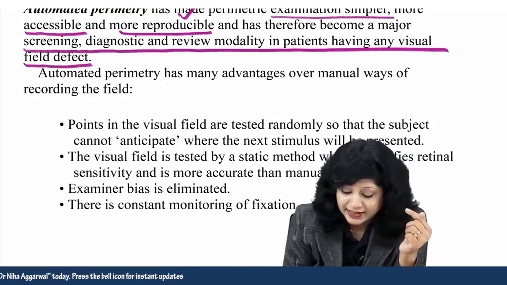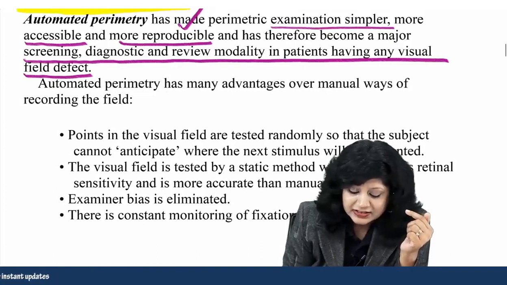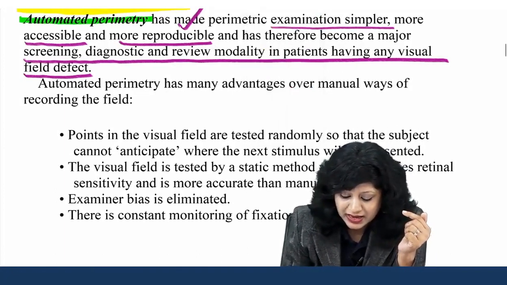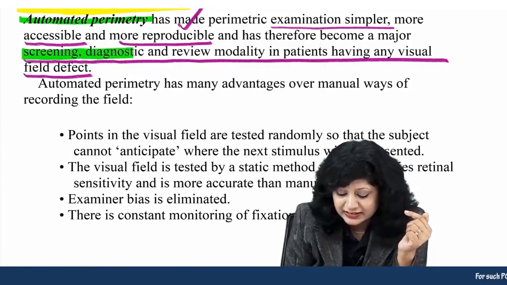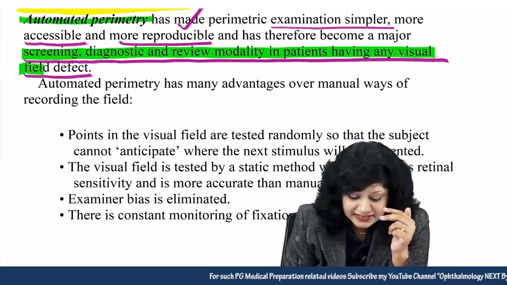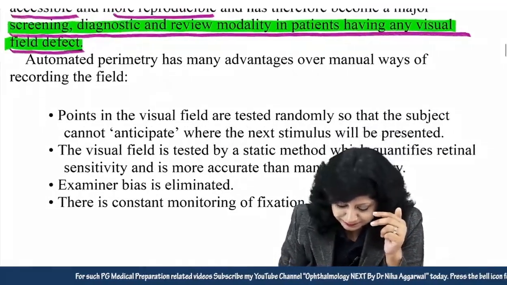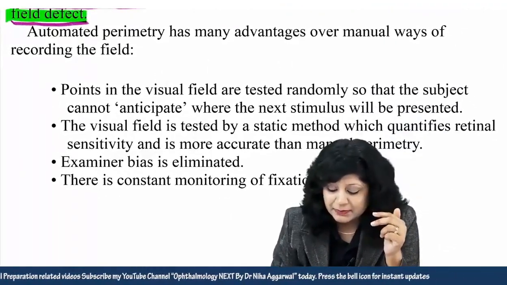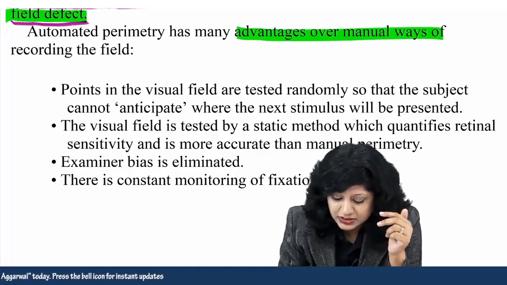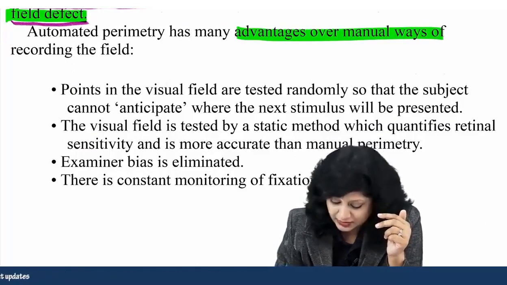So this could be a direct question also, that automated perimetry has become the major screening, diagnostic and review modality in the patients who are having any kind of visual field defect. Okay. Now automated perimetry has advantages over the manual ways. Let's see what advantages they are talking about.